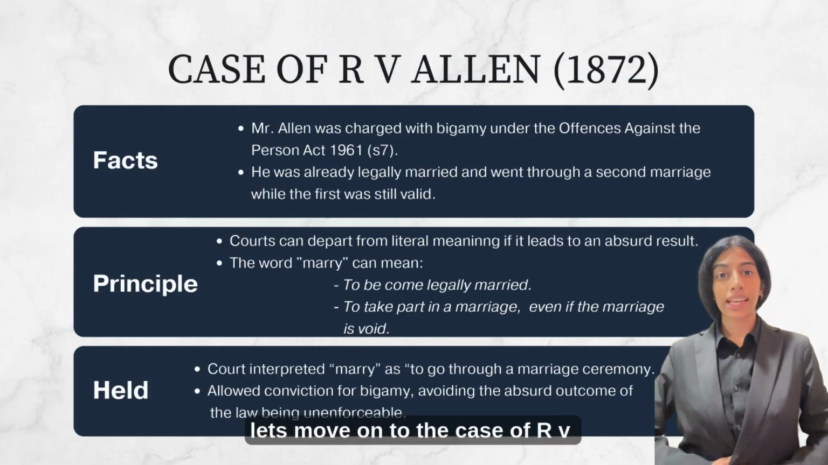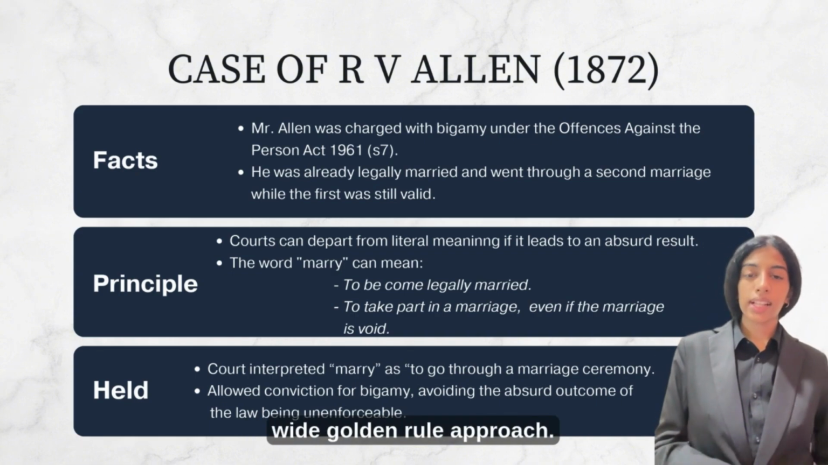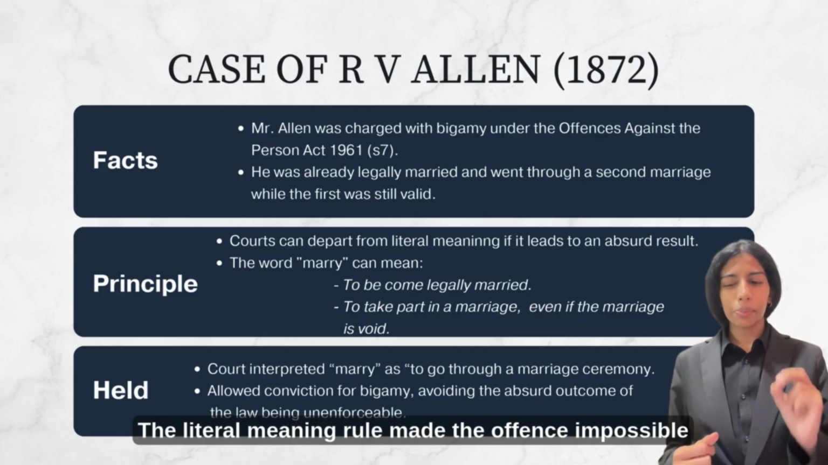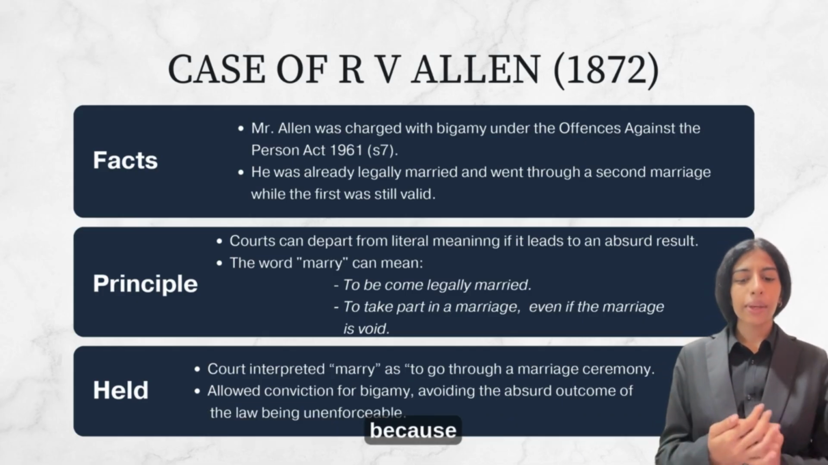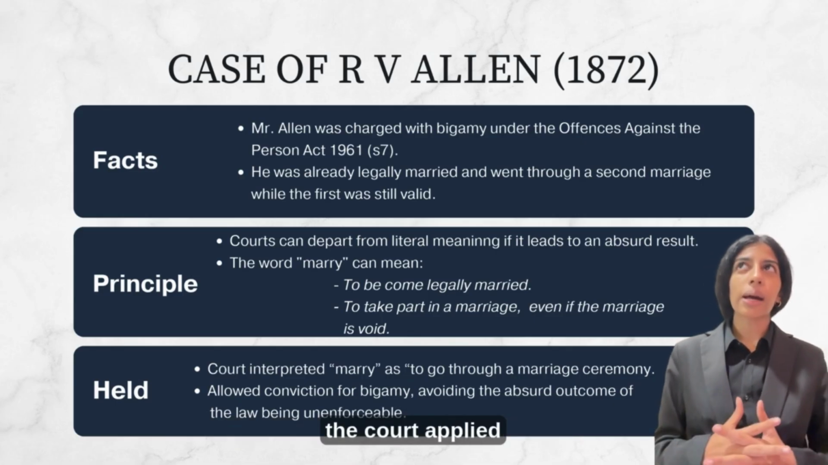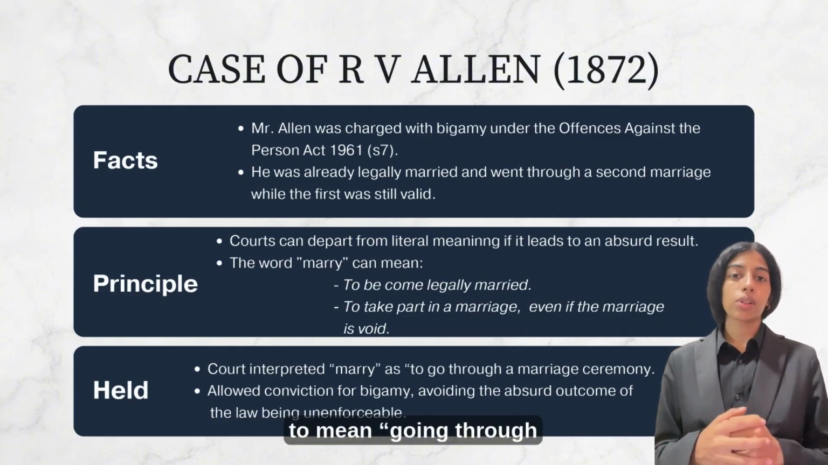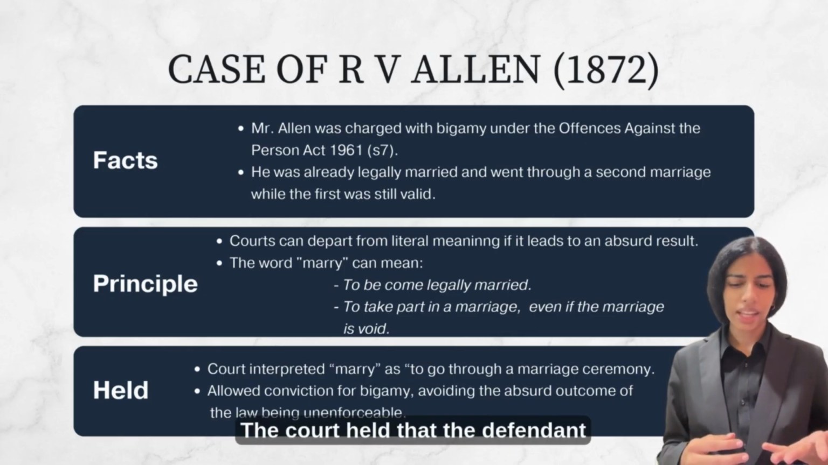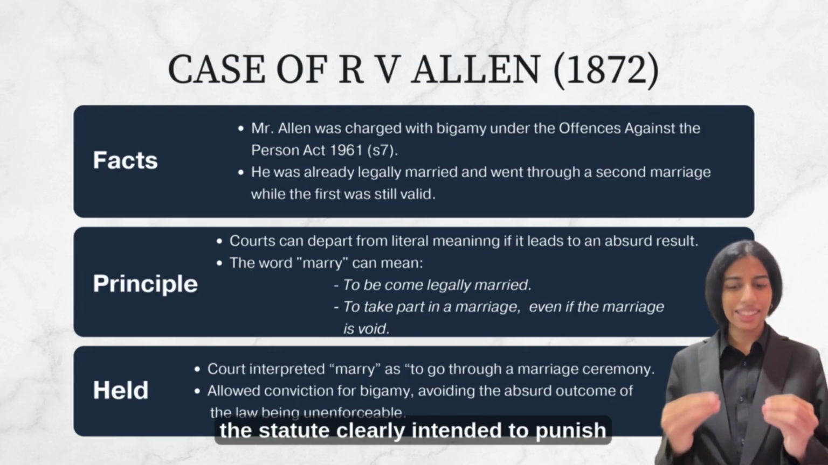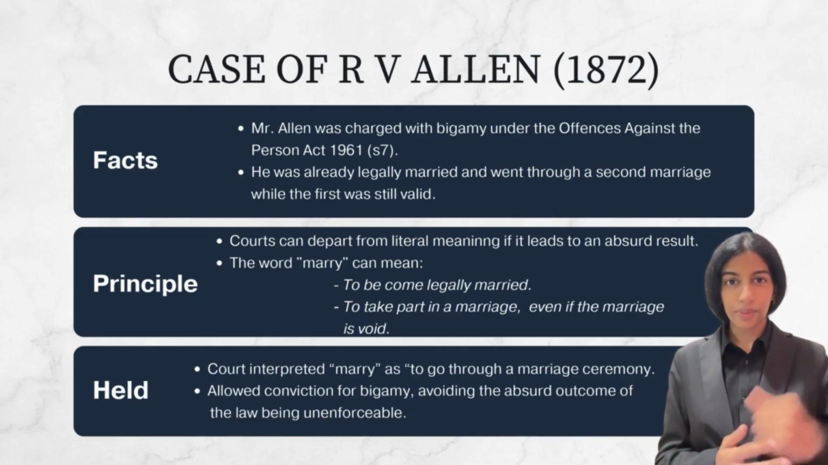Now, let's move on to the case of R v Allen that used the wide golden rule approach. In this case, the defendant was charged with bigamy. The literal rule made the offense impossible because a second marriage is legally invalid. The court applied the wide golden rule and interpreted the word marry to mean going through a marriage ceremony. The court held that the defendant was guilty because the statute clearly intended to punish those who attempted to marry again while being already married.